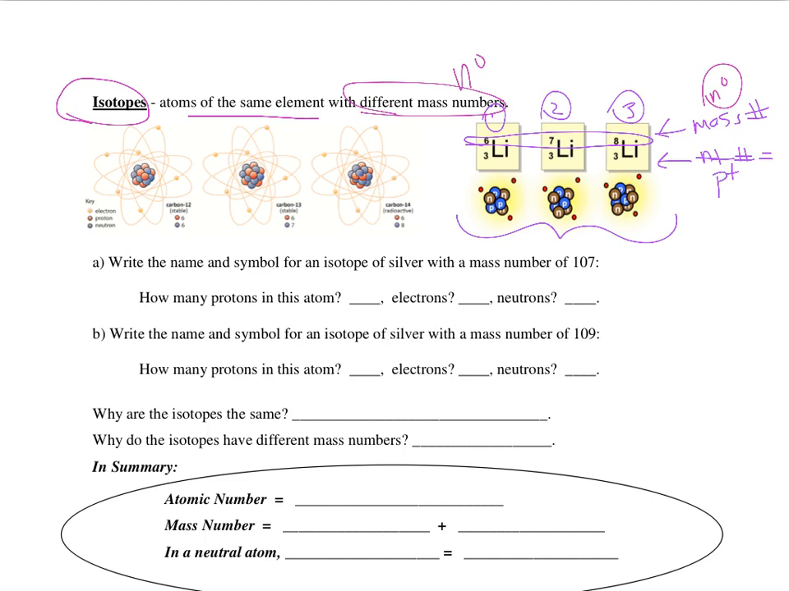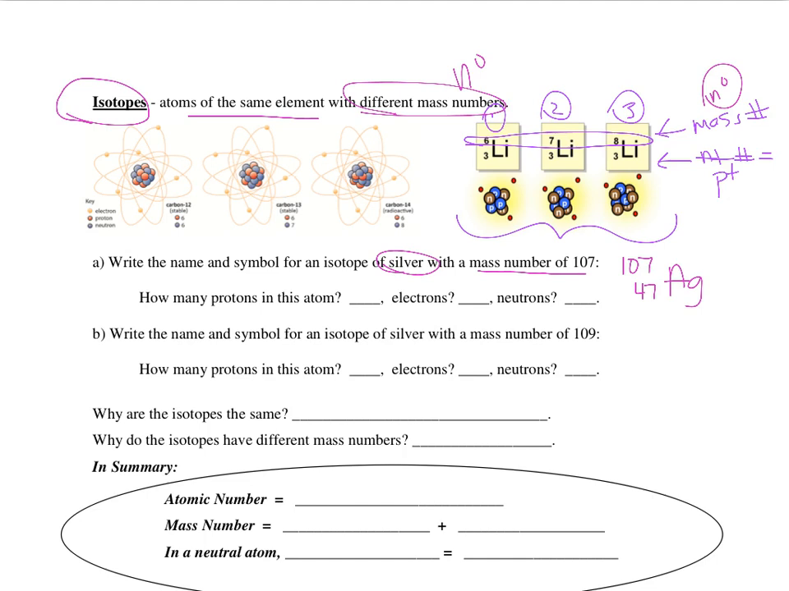So here's one example, and then I'll have you do one. It says, write the name and symbol for an isotope of silver with a mass number of 107. The first thing we need to consider is how many protons, electrons, and neutrons are in this atom. If it's silver, my element is Ag. The 107 is its mass number, so when I write that symbol, I write 107 on top. Then I look on my periodic table for Ag, and that is 47 for its atomic number. So that would be the correct symbol.